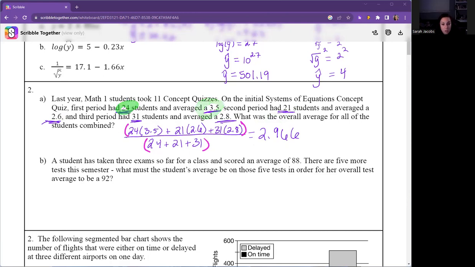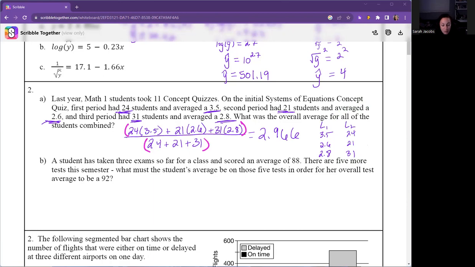So the other way you can do this, and especially if you have more than 3, 1, 2, 3, is to put these in your lists. And so you're going to do L1 with the scores, 3.5, 2.6, and 2.8. And then L2 with the frequencies, 24, 21, 31. Then you'll do one variable statistics, just stat calc one variable statistics, and make sure you use list 2 as your frequency list.